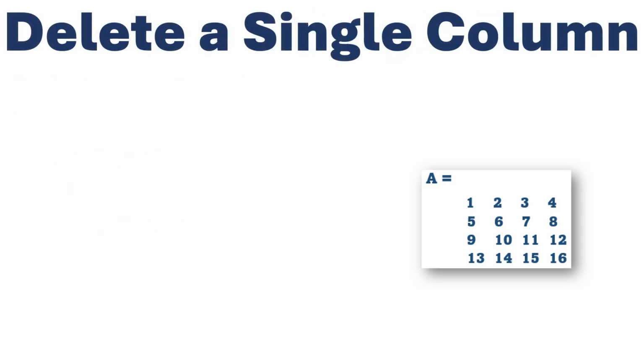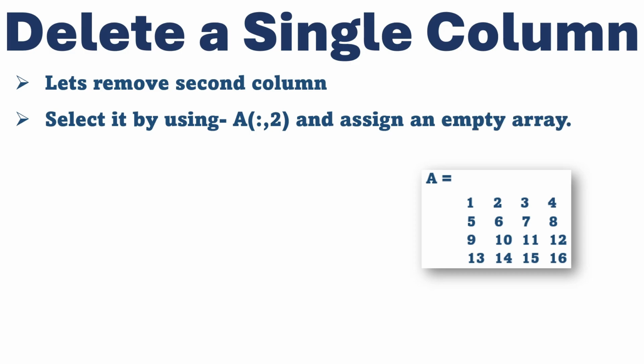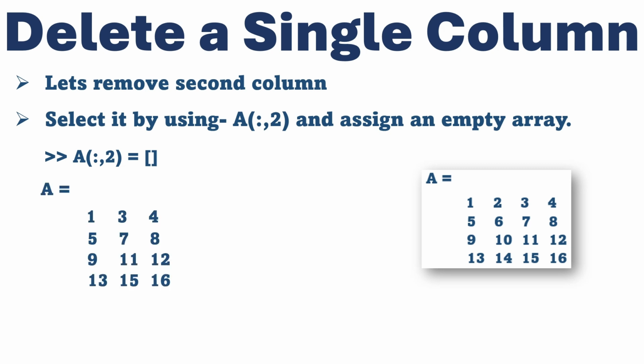Now let's have a look at another example. To delete a single column, specify its index and assign an empty array. Select it by using the syntax A, and here I have used the colon and then comma 2, and then assign the empty array there. So I'm going to use this syntax and assign the empty array. So what will happen here? The second column will get deleted. Let's see the result after executing in MATLAB.